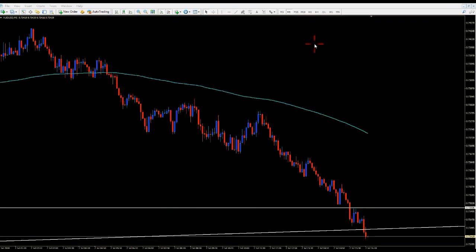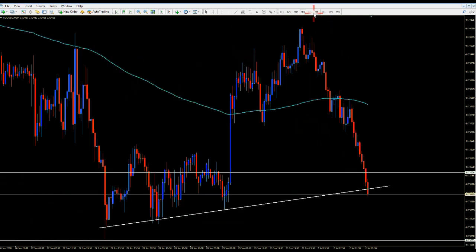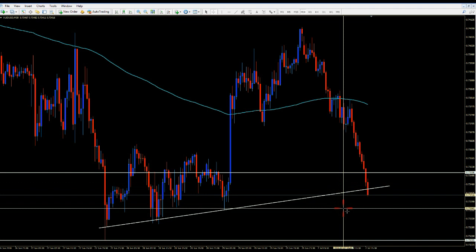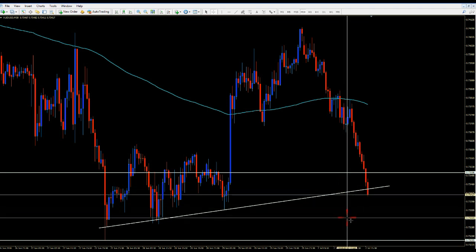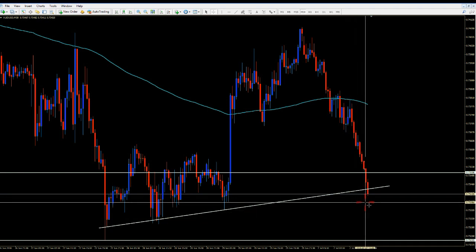Okay guys, 15-minute candle closed well below the trend line, and well below the previous support there, as you can see. So I'm in this trade. I set the take profit one around this level, a little bit higher, and then another one a few pips lower, which is here. And then I'll wait.